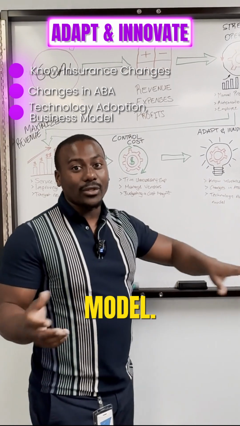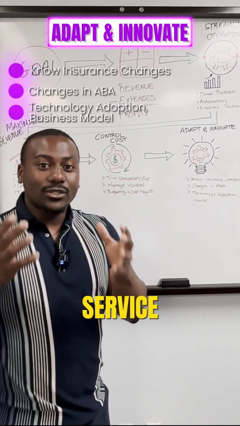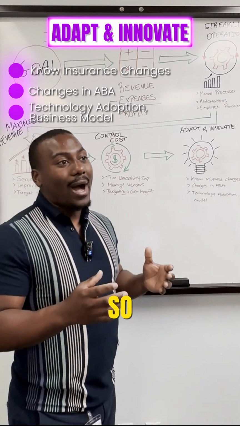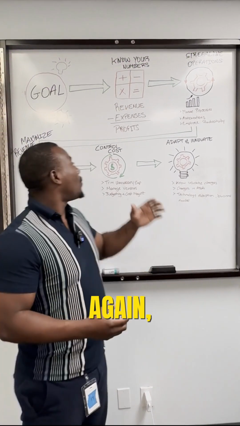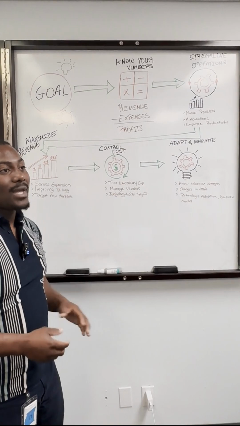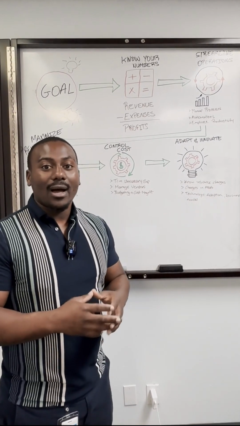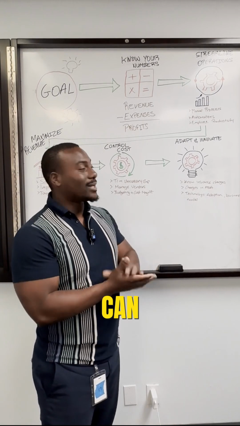And business model. You may need to change some business model. You may need to add a different service model or service to your business. So you want to know what's the best out there. At the end of the day, again, we want to come back to profitability. And sometimes it makes sense to drop an unprofitable service line off and to pick up a more profitable one. And over time, you can tell these things.